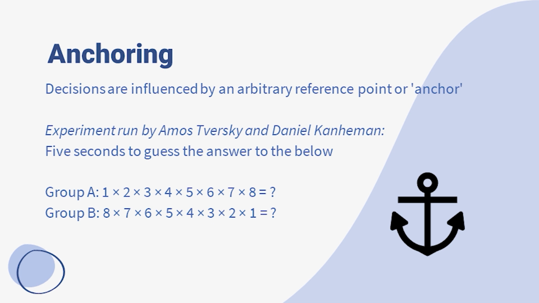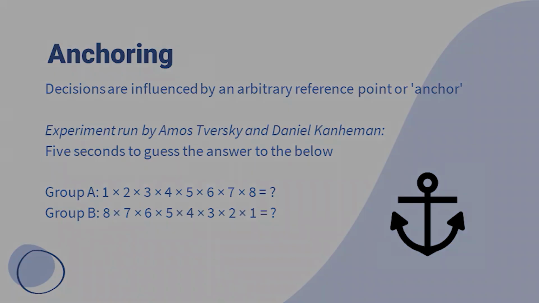So a simple way to understand this is to look at this experiment that was run by two economists, Tversky and Kahneman, where they took a bunch of students and divided them into two groups, and they were given 5 seconds to guess the answer to a simple mathematical problem, which was multiplying 1 times 2 all the way to 8. The only difference between group A and group B was that group A was given the problem in an ascending order, and group B was given the same problem in a descending order, so starting from 8, 7, 6 all the way to 1.